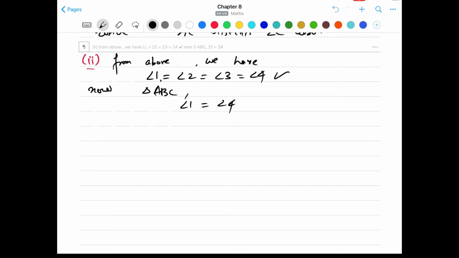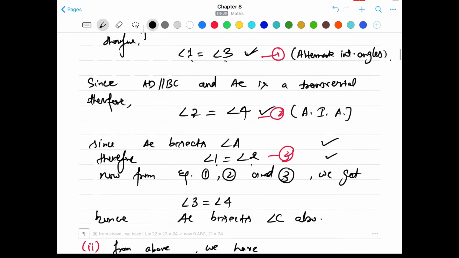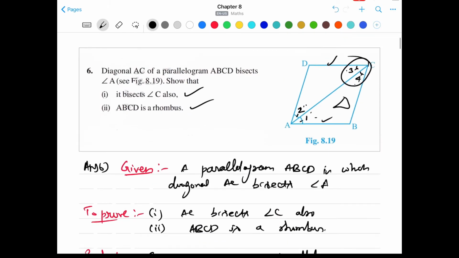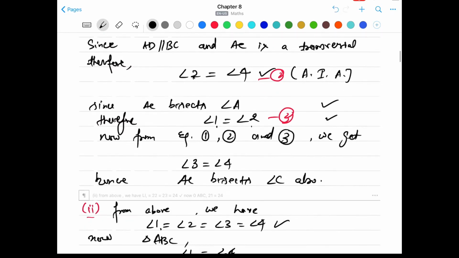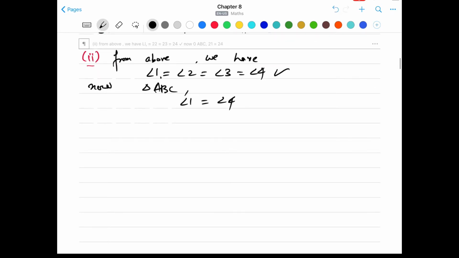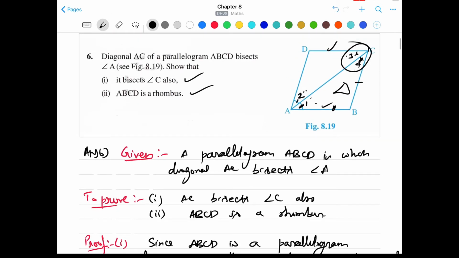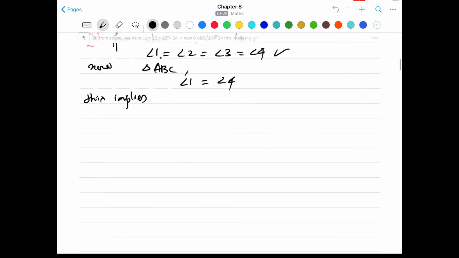Okay, since all the angles are equal, and we have studied the isosceles theorem which says the sides opposite to the equal angles are equal. So since we know that angle 1 and angle 4 are equal, their opposite sides, these two sides, have to be equal. Okay, so since we have angle 1 is equal to angle 4, this implies that their opposite sides, the side opposite to angle 1 is BC and the side opposite to angle 4 is AB. So this BC will be equal to AB.